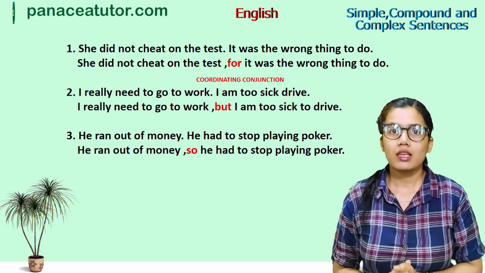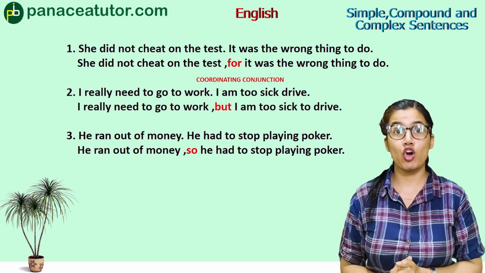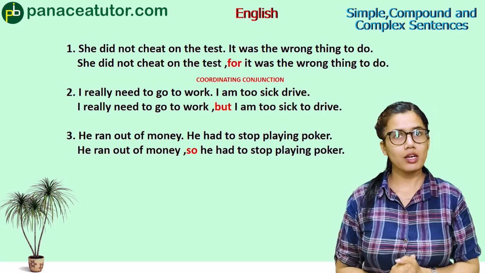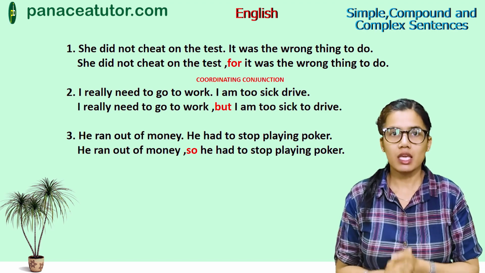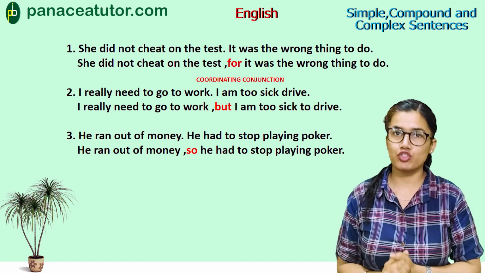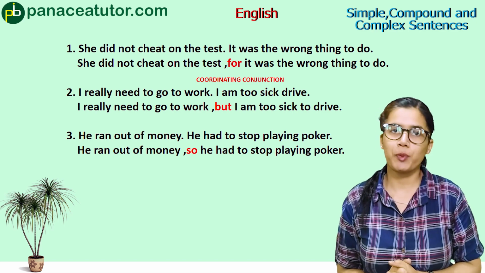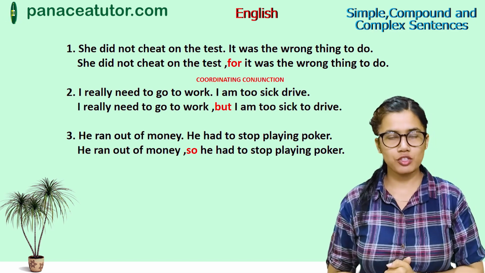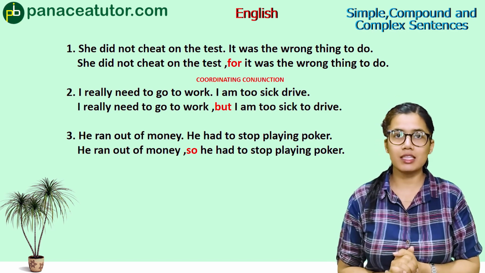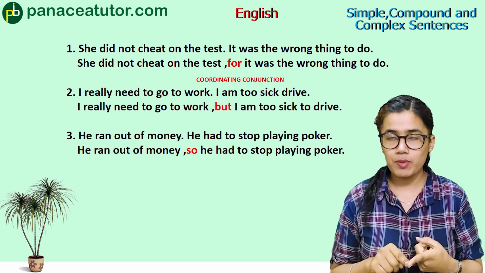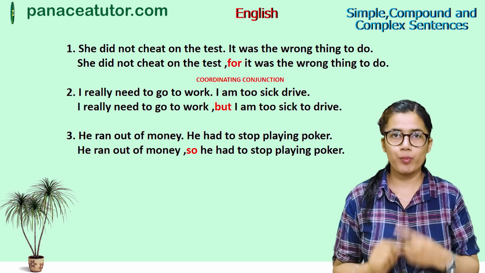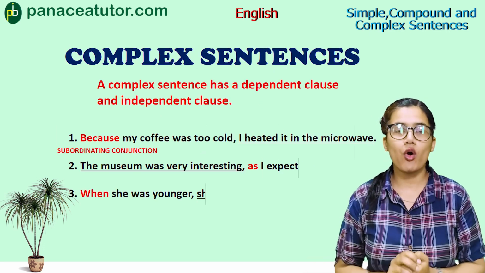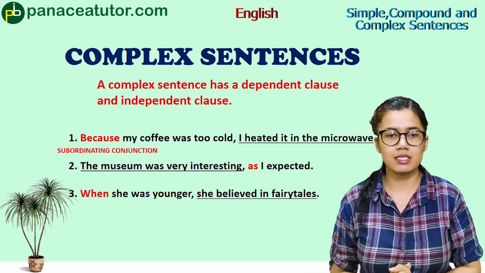Next, he ran out of money. He had to stop playing poker. So our compound sentence will be, he ran out of money, so he had to stop playing poker. So here is a coordinating conjunction. We have learned till now what a simple sentence is and what a compound sentence is. Now moving on further to complex sentences.